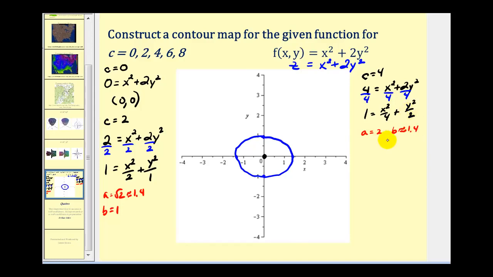Let's go ahead and graph this ellipse. So now we'll go right and left 2 units, up and down 1.4 units. And now we'll sketch the second level curve.